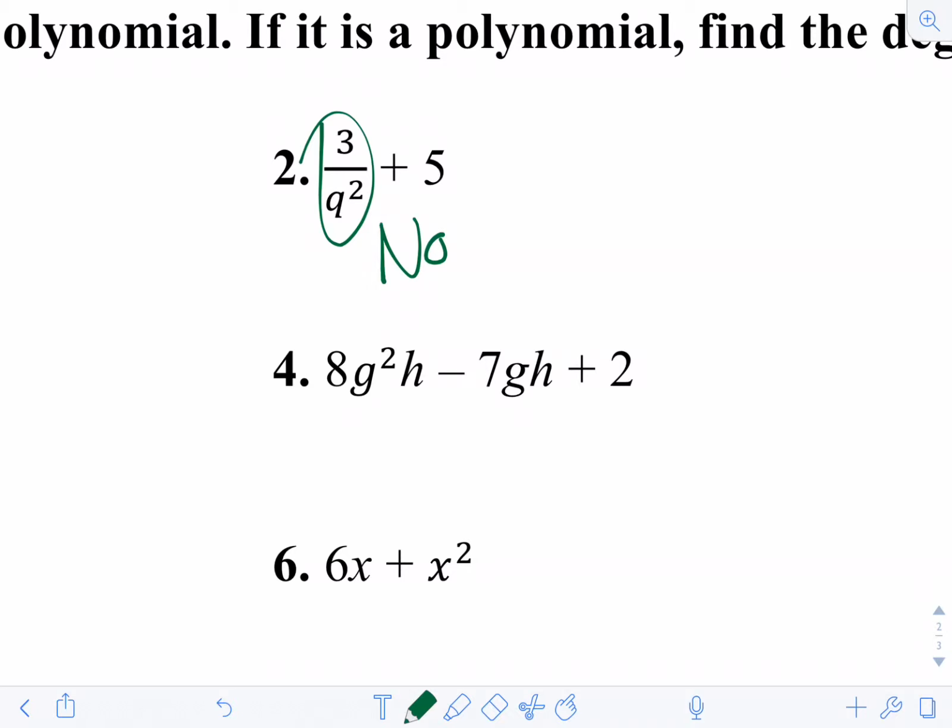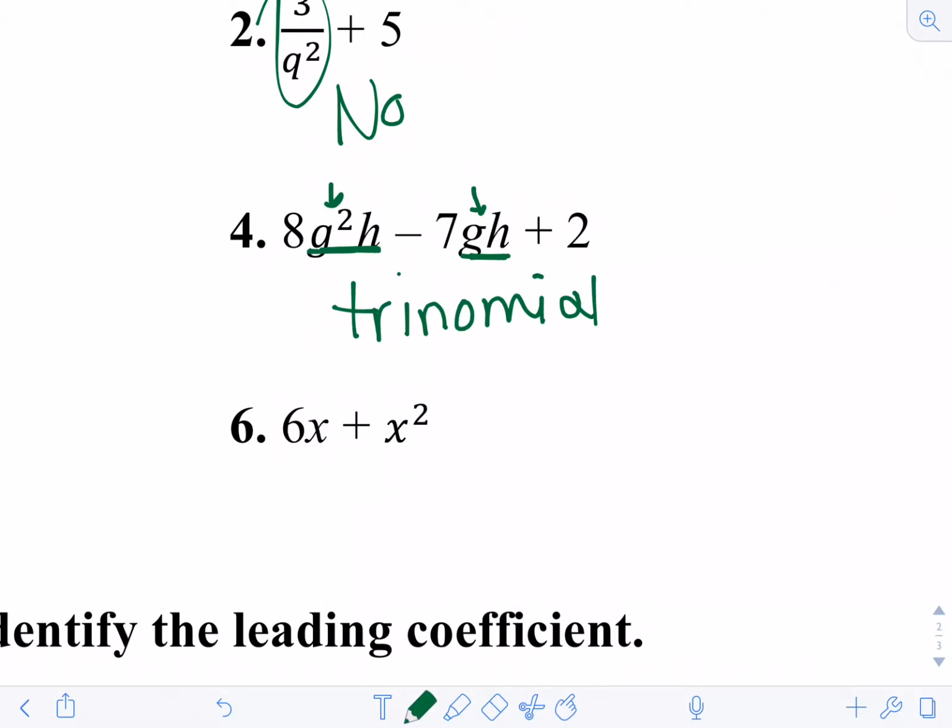Number 4, you have 3 separate terms here. You do not combine these two because the g has a squared right here. This g does not. So you have 3 terms here. So this is, yes, it's a trinomial. Tri means 3. Right, and this last one, again, you have 2 separate things. You have x and x squared, 2 separate terms. So this right here will be a binomial.